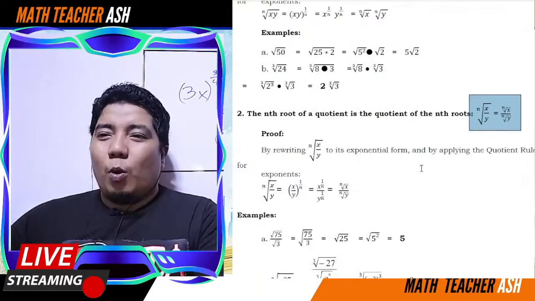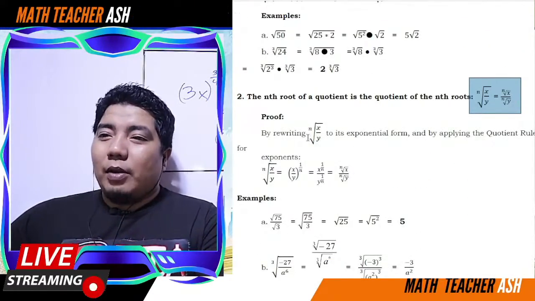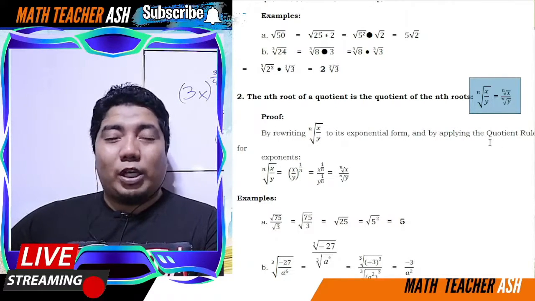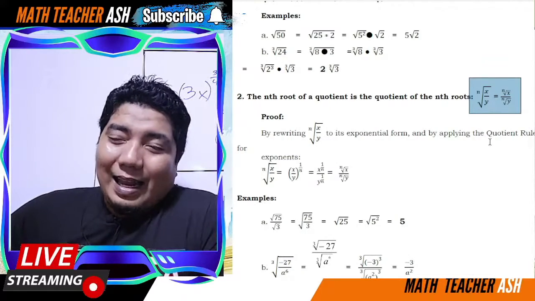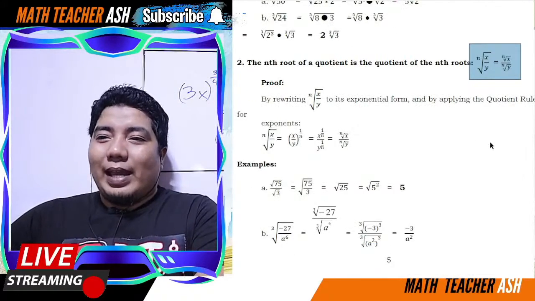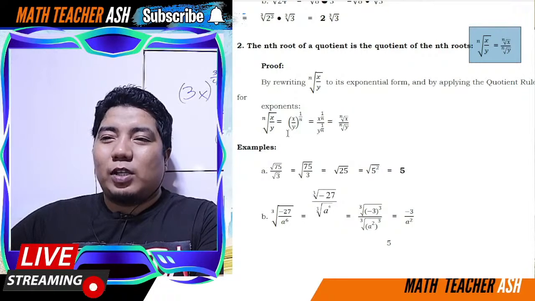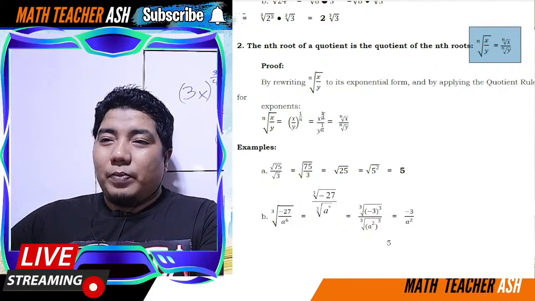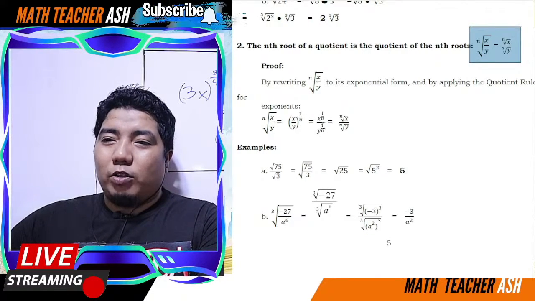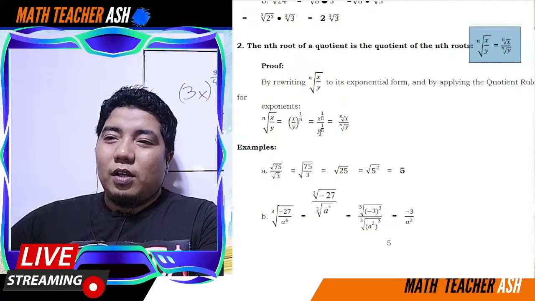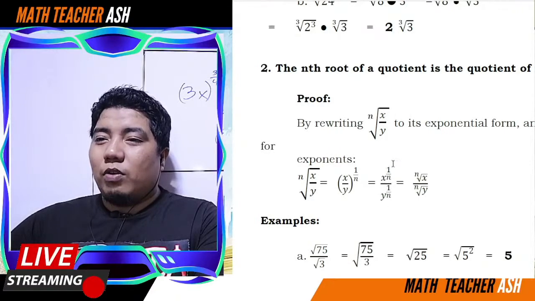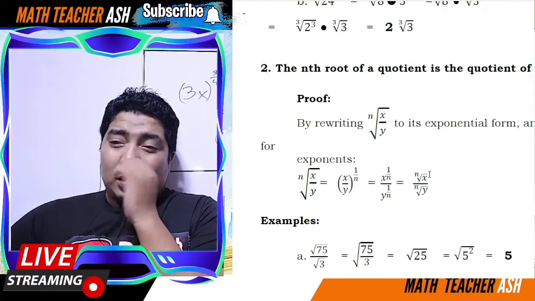Now, by rewriting the nth root of x over y to its exponential form and by applying the quotient rule, which is what we learned last week in the law of exponents, we can have this. The nth root of x over y is equal to x over y to the power of 1 over n. That will become x to the power of 1 over n over y to the power of 1 over n. And if you convert this one, that is the nth root of x.